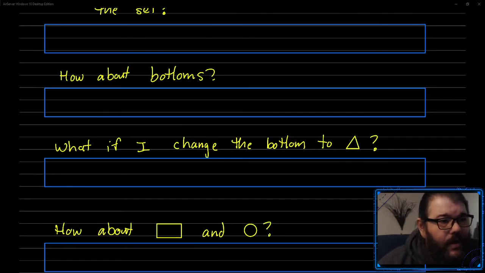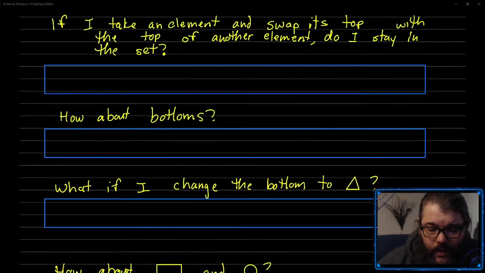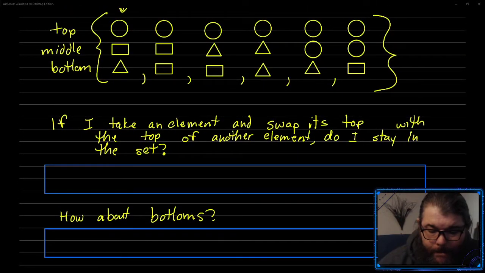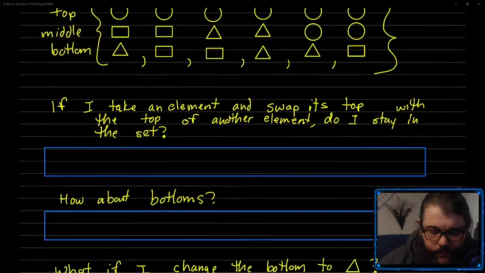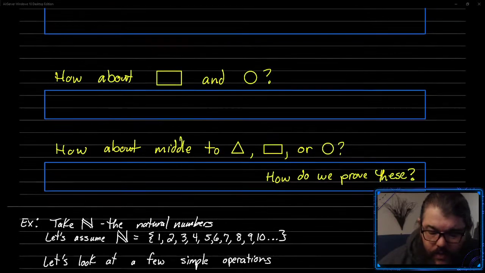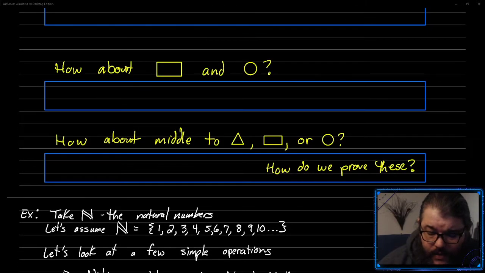How about if you change the bottom to a rectangle or a circle? I'll come back up here and then you can pause. Right? We did one of those already. Anyway, we'll move on. There's lots of other things, and we asked, how do you prove these? And the answer is you can prove them exhaustively by just trying everything.